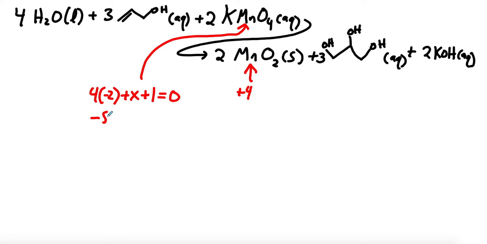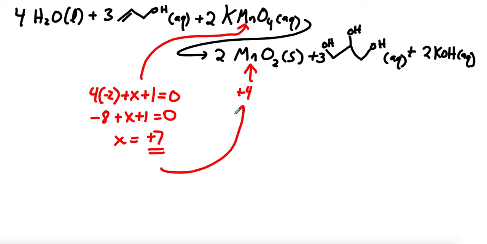So we've got -8 plus X plus 1 is equal to 0, and we could just say this is going to be -7, so if we move it over to the other side, we get +7. X is equal to +7. So this is manganese 7. So we went from manganese 7 to manganese 4. So we can see what happens when we reduce the value of our charge. That's reduction. So our manganese atom got reduced.